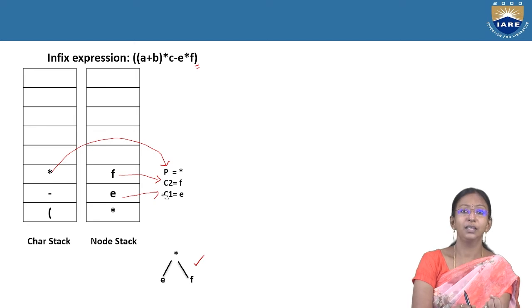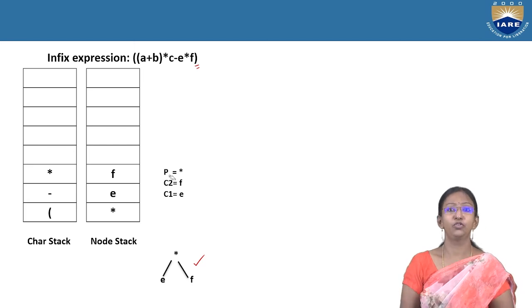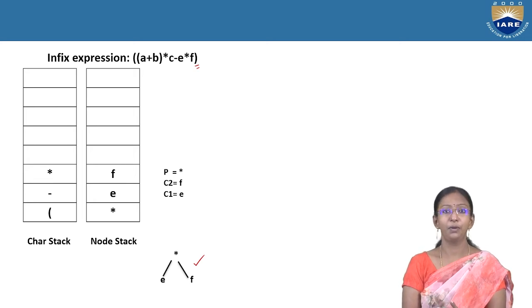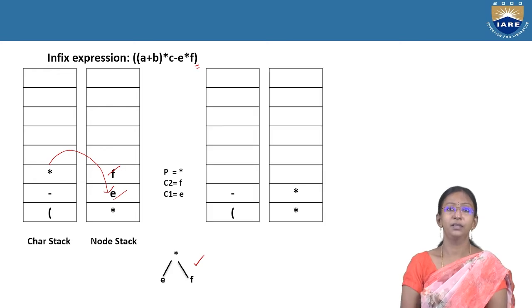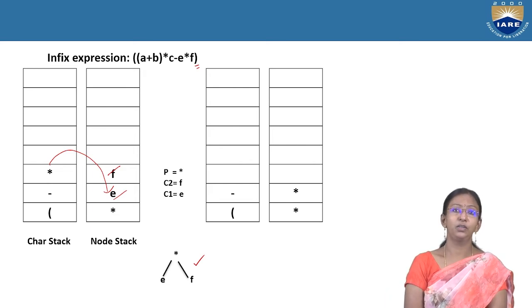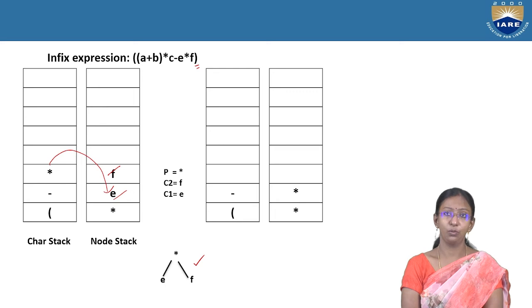Very good. What is the current scenario? Once we construct this one, we have to pop. The job of E and F is done. They have done their parts, right? So pop them out of the node stack. Once they are popped out, pop the top element from the character stack and push it into the node stack. So what is the scenario? E and F get erased and this is inserted into the node stack as the top element. Got my point? Very good. Now you can see that the tokens in the infix expression are over.